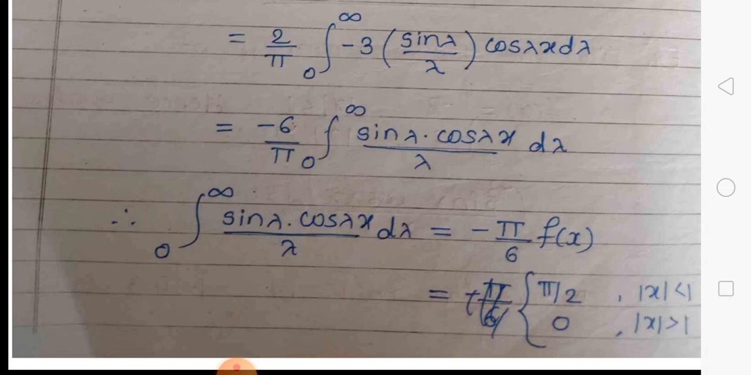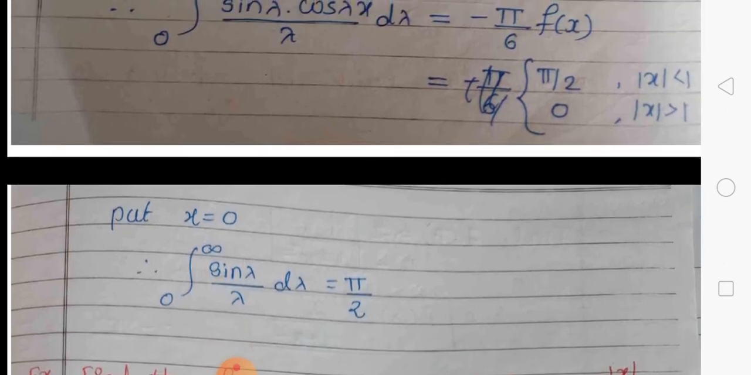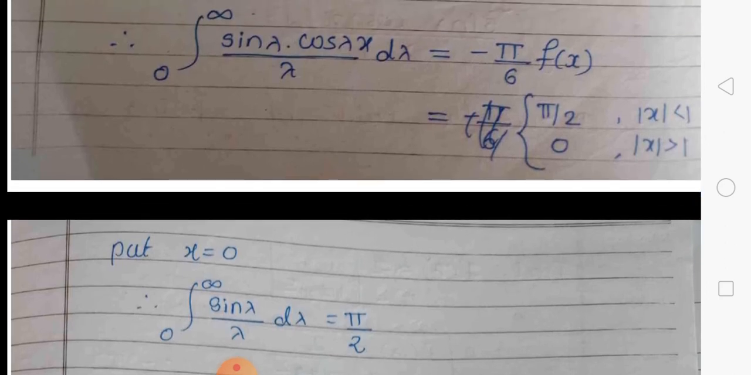This shows the second result. Now we find the third. We find the value of the integration from 0 to infinity of sin lambda upon lambda d lambda. For this, in the integration from 0 to infinity of sin lambda cos lambda x upon lambda d lambda, we put x equal to 0. If we put x equal to 0, then cos 0 is 1. Then we get the value of the integration from 0 to infinity of sin lambda upon lambda d lambda.